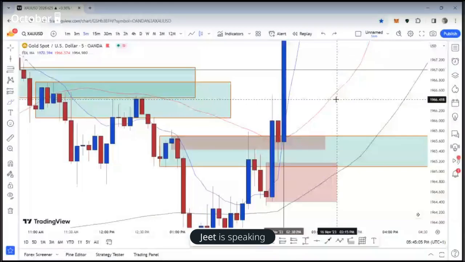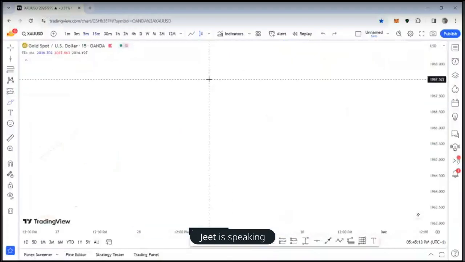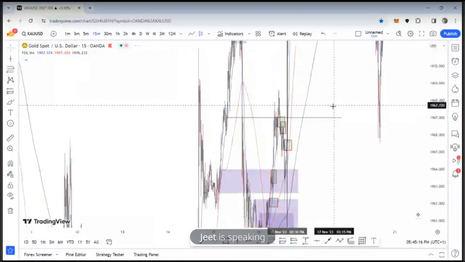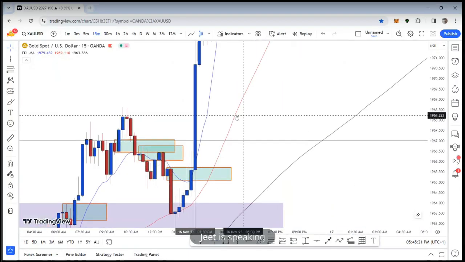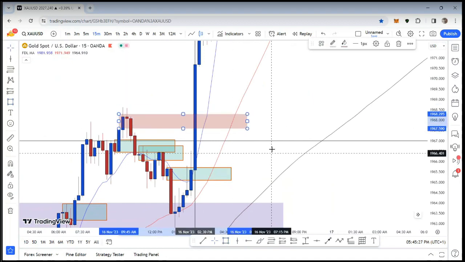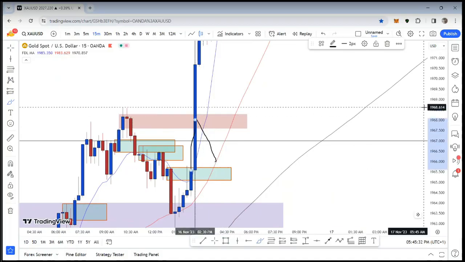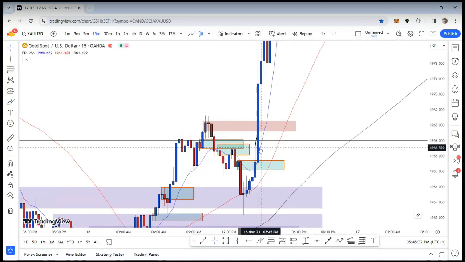Yes. So now going back to our 15 minutes, it is really obvious that the 15 minutes structure that we wanted to break actually broke. I expected that after this break, this level here is going to hold the market back when it is retracing.